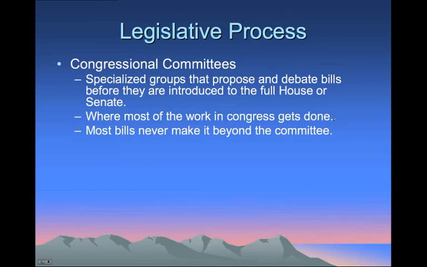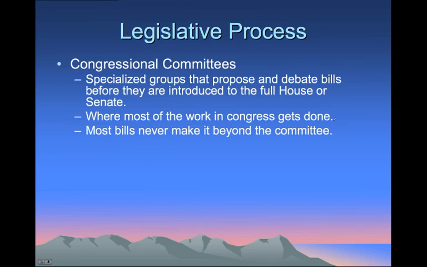They have specific topics, and this is where a lot of the work in the House of Representatives and even the Senate gets done, because they're smaller groups, they're able to meet just about specific topics, and they can work out a lot of the kinks of a bill before it is introduced to the entire House of Representatives. Now, a lot of bills don't even get out of the committees because they're not good enough to even introduce to the full House floor or the full Senate floor.